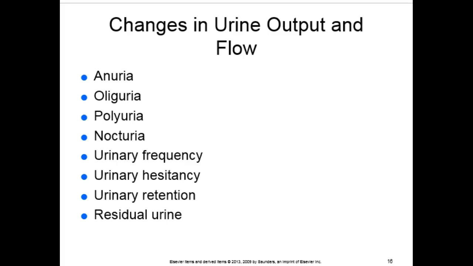And then urinary frequency is voiding more often than every 2 hours. Can be a result of inflammation, decreased bladder capacity, pregnancy, increased fluid intake, or psychological disorders. Urinary hesitancy is a delay in starting the stream, could be as a result of a partial obstruction.